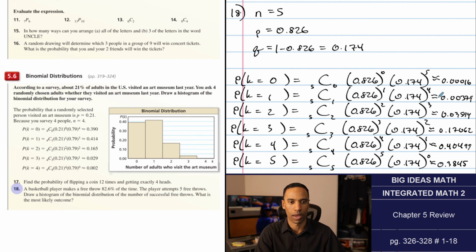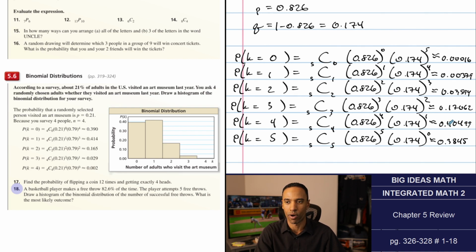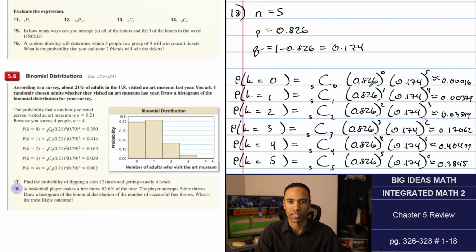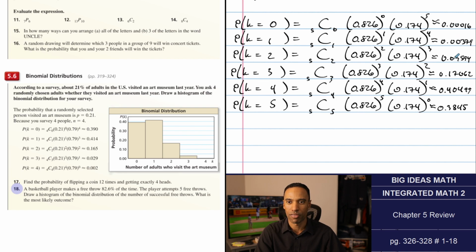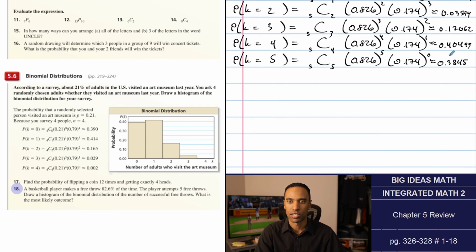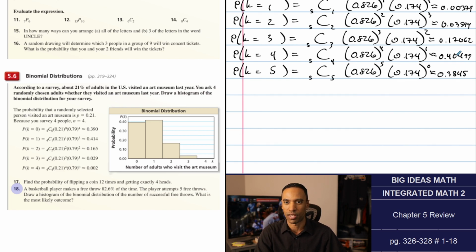So here's the breakdown. I'm going to draw a histogram based on this. Now, the most likely outcome is 4 free throws, which makes sense because 4 out of 5 is closest to 80%, as is his free throw breakdown. But all of these basically add to 100%. He's a 40% chance of getting exactly 4 of them, a 38% chance of getting exactly 5 of them. You can see where that trend goes. So let's do that histogram, and then we'll be out of here, guys.